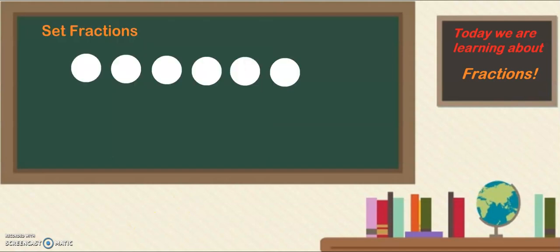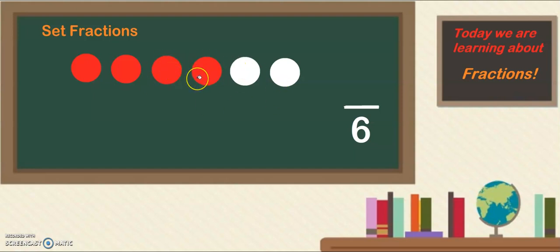Now sometimes we'll have set fractions, so it's not necessarily one whole, but there's multiple pieces, and we're going to represent it with a fraction. So how many pieces are there? How many circles are there? 1, 2, 3, 4, 5, 6. So in the whole set of this, we have 6. That would be our denominator. And let's say we had 4 red circles, and we were asking how many of our circles are red out of the set. We would say, well, we have 1, 2, 3, 4 out of 6 circles are red.